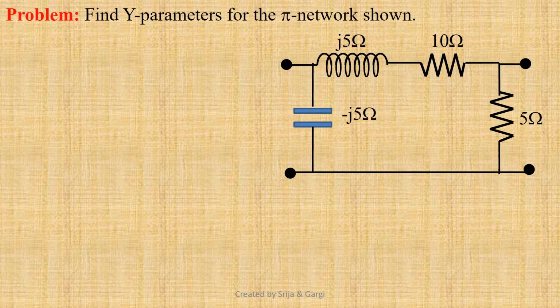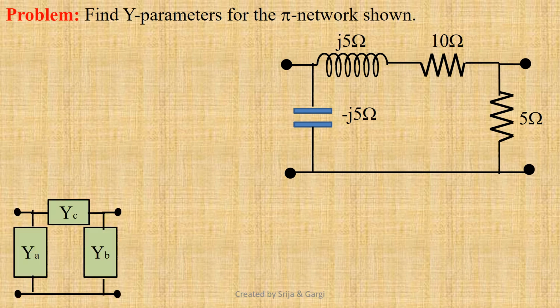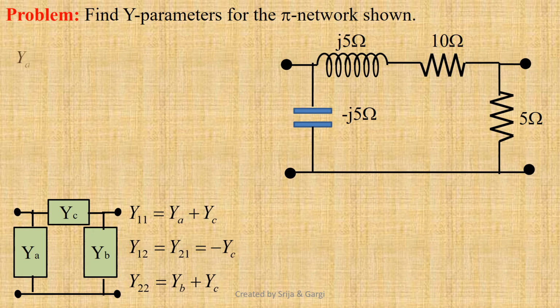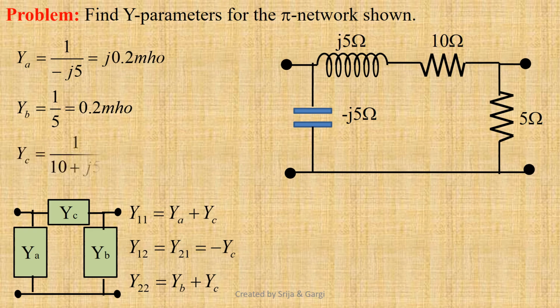Now let us derive Y parameters for the pi network shown. We know for any generalized pi network comprising of YA, YB, YC, Y11 equals YA plus YC, Y12 equals Y21 equals minus YC, and Y22 equals YB plus YC. By comparing these two pi networks, we observe YA equals 1 upon minus j5, that is equal to j0.2 mho, YB equals 1 by 5, that is equal to 0.2 mho, YC equals 1 upon 10 plus j5, that is equal to 0.08 minus j0.04 mho.